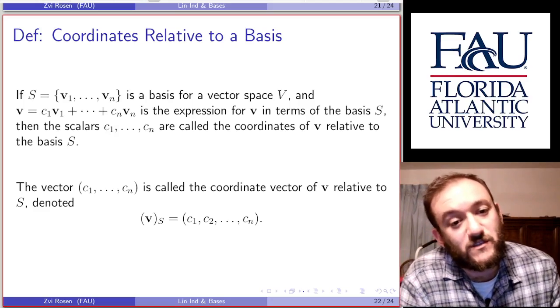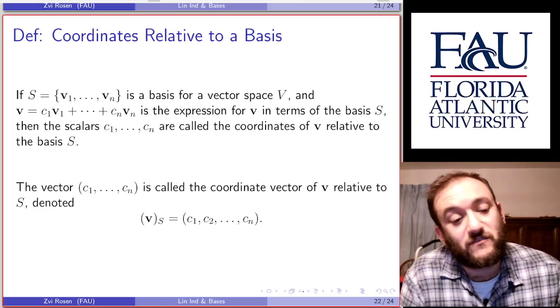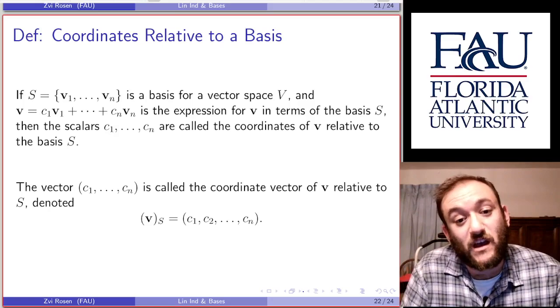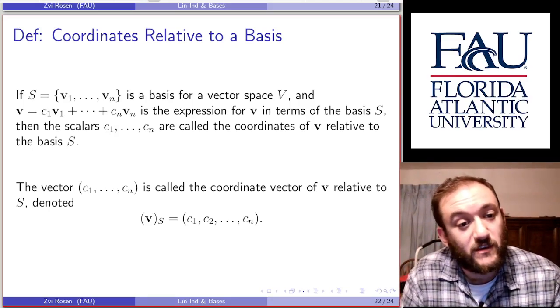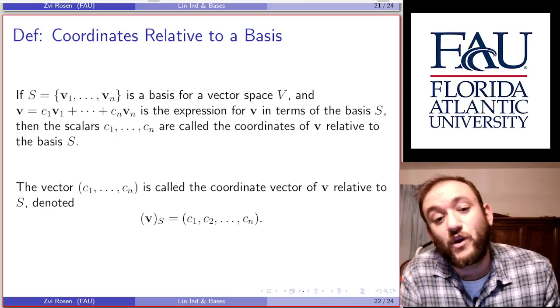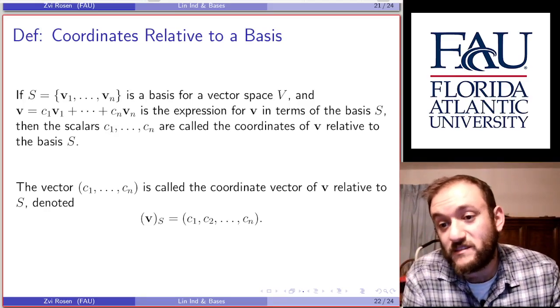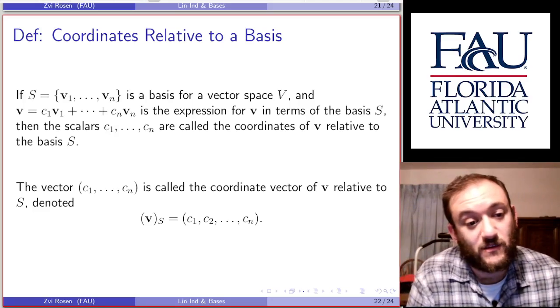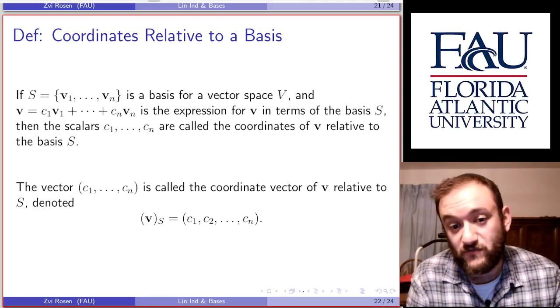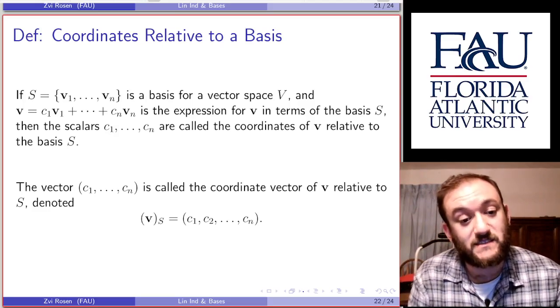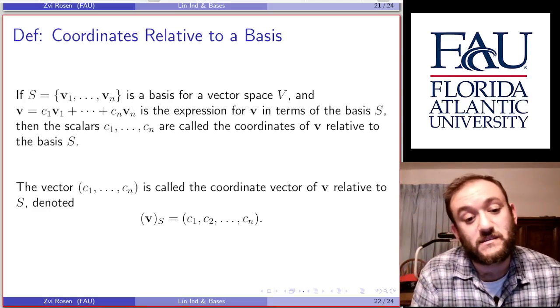If S is a basis for a vector space V, and v can be expressed as a linear combination c1 v1 plus up to cn vn, then the scalars c1 through cn are called the coordinates of v relative to the basis S. And the vector (c1 through cn) is called the coordinate vector of v relative to S, and it's denoted [v]_S equals (c1, ..., cn).